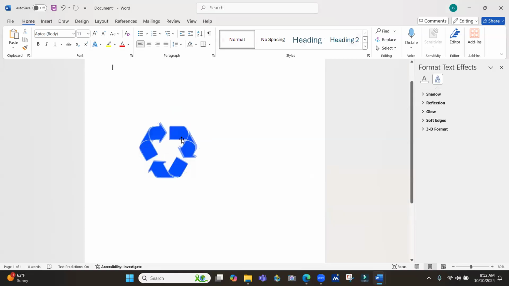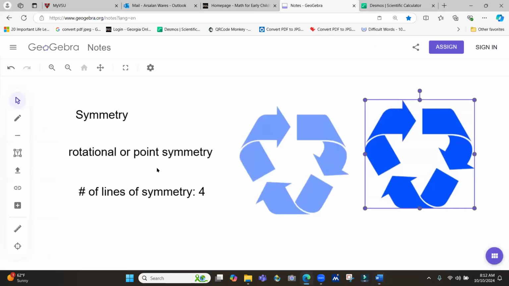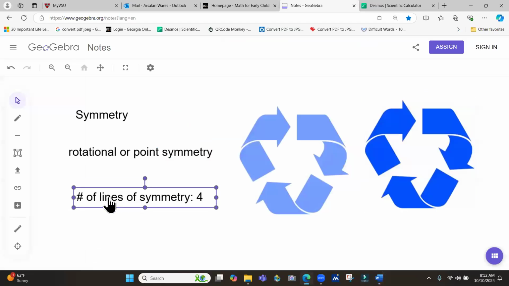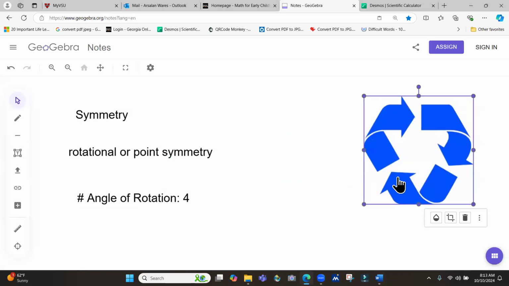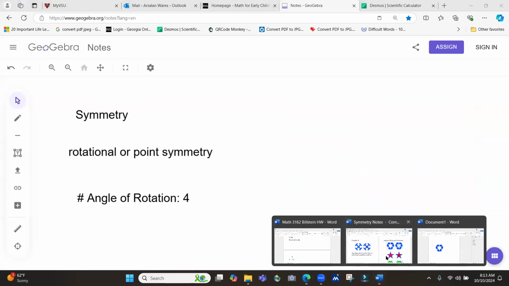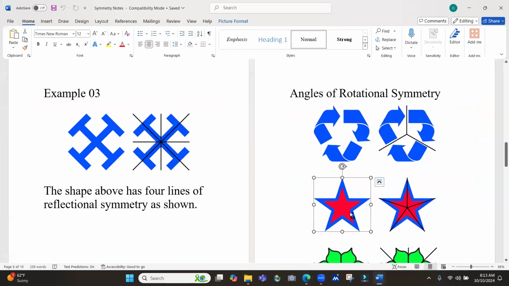Once again, this shape has a special kind of symmetry, and this symmetry is called rotational symmetry or point symmetry. When you have rotational symmetry, you have something called the angle of rotation, and we're going to get into that in a second. Angle of rotation, what is that? Let me give you some more examples of rotational symmetry from your notes. This shape also has rotational symmetry.